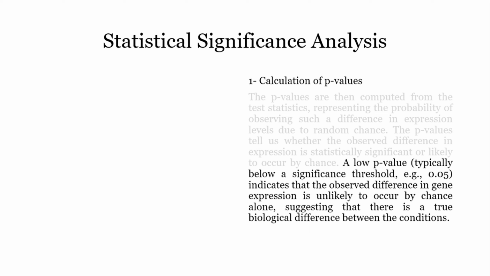A low p-value, typically below the significance threshold of 0.05, indicates that the observed difference in gene expression is unlikely to occur by chance alone, suggesting that there is a true biological difference between the conditions. A higher p-value indicates that there is no biological difference between the conditions.